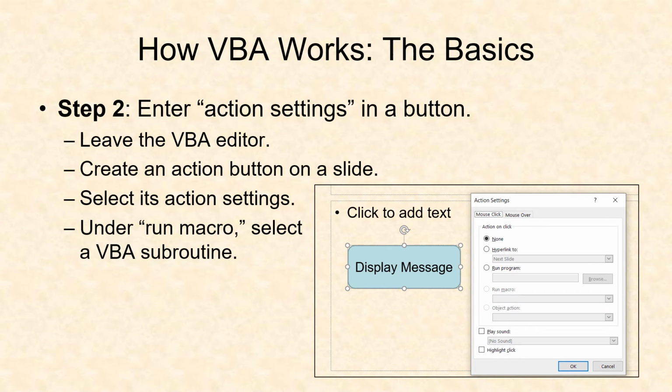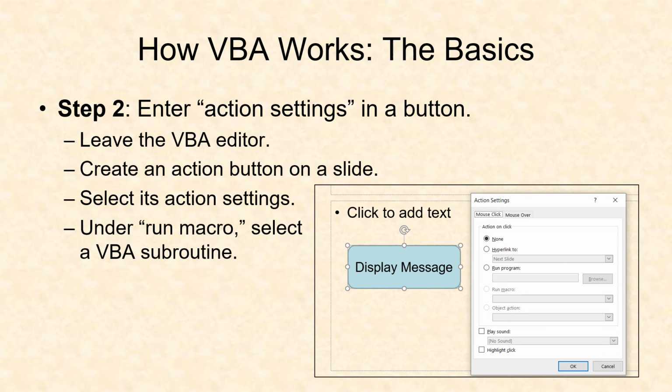Step 2 involves associating the macro that you just created with a button or other object on a slide in PowerPoint. So step 2 involves leaving the VBA editor. You click the PowerPoint button, go back into regular PowerPoint, and create, if you did not already, a button on a slide. And then we have to open up the action settings.